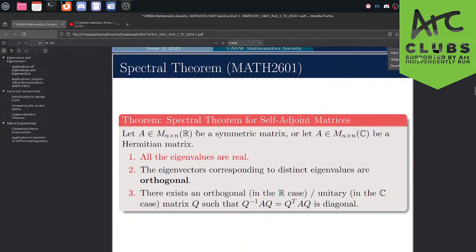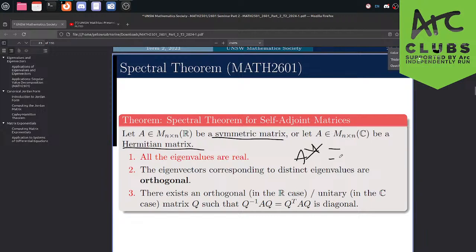So here are some examples of normal matrices. One is a Hermitian matrix. The real version of this is a symmetric matrix. Just as a recap, a Hermitian matrix is such that A star is equal to A. And apart from getting the properties of normal matrices, we also get that all the eigenvalues are real.